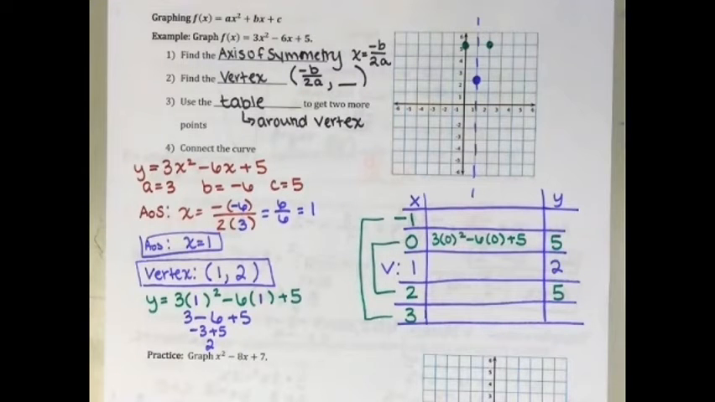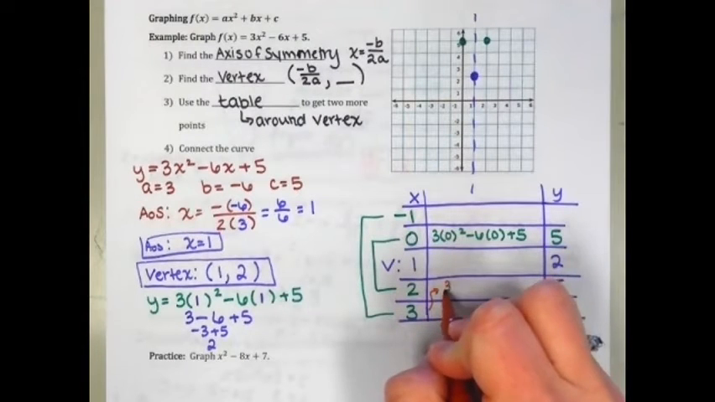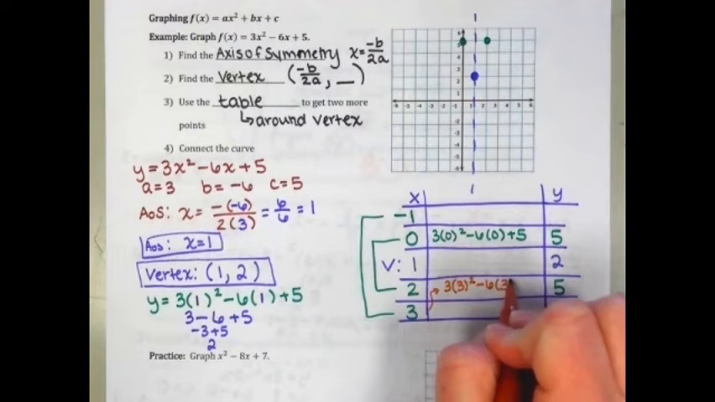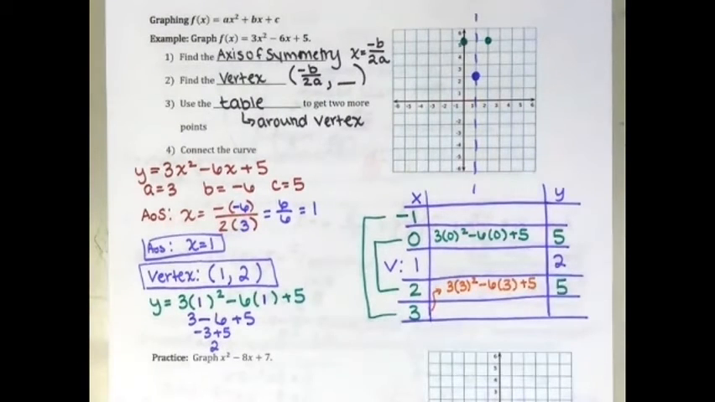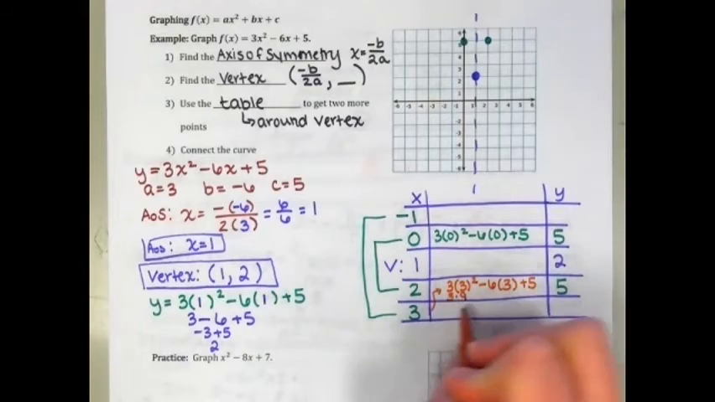And then do you guys want to plug in -1 or 3? Your choice, -1 or 3. 3? Okay. And I'm going to use a couple more spaces if that's okay. 3 times 3 squared minus 6 times 3 plus 5. If you use -1, that's fine. Go ahead and use -1 if you wanted to, and tell me if we get the same answer. We should. What's 3 squared? 9. And what's 9 times 3?